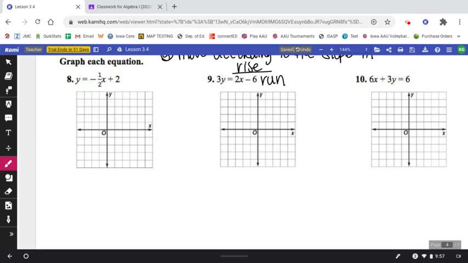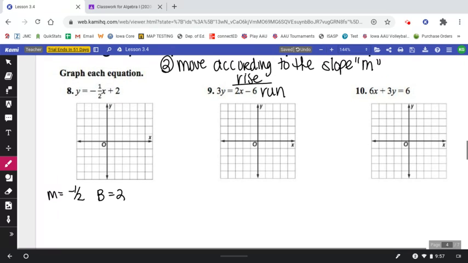So in this one, my slope is -1/2 and my intercept is 2. So I start at the y-intercept, which is 2 on the y, and I move down 1, right 2. Down 1 and a positive 2. -1 and a positive 2.